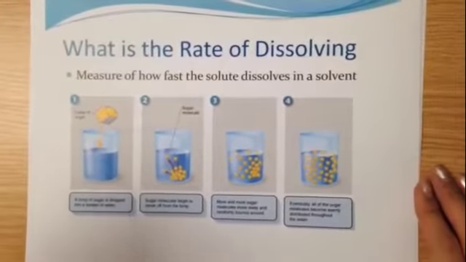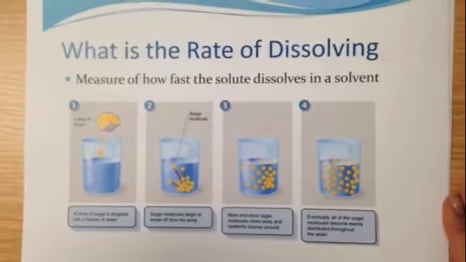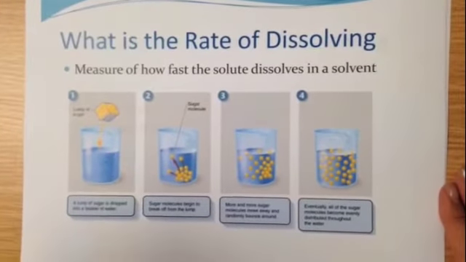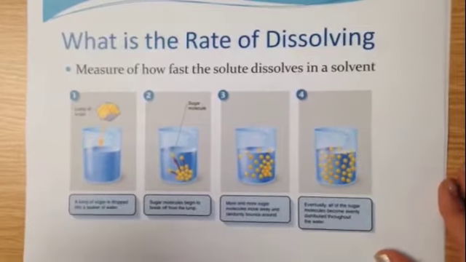What is the rate of dissolving? The rate of dissolving is a measure of how fast a solute dissolves in a solvent. This process is also known as dissolution.